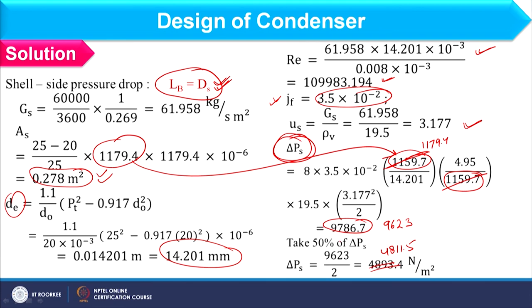Why I have divided? Because you have to consider pressure drop in shell side as 50% of whatever you will obtain with vapor velocity as well as vapor properties, okay. So, in condensation side, we have to find out the pressure drop considering the vapor velocity as well as vapor property, and accordingly you have to reduce the pressure drop in condensation side by 50%, okay. So, in that way you can find out the shell side. However, here I am considering total length as L effective, okay, not the total length, because that is not available completely for shell side, okay.